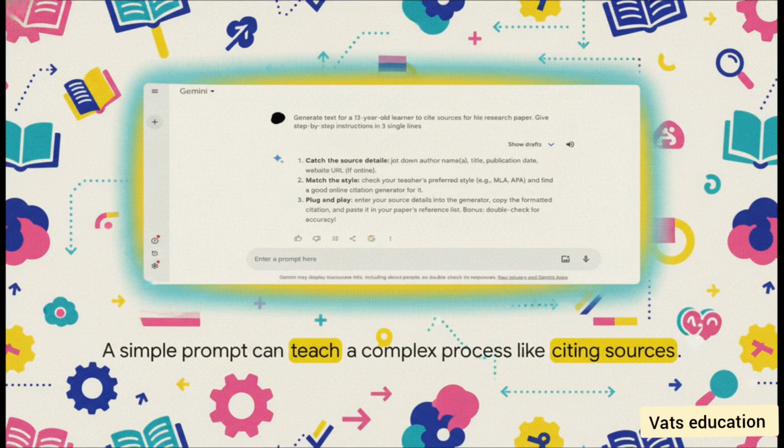And this is just a perfect example of how easy it can be. Look at this prompt, asking the AI to break down how to cite sources for a 13-year-old. It's not writing the bibliography for them, it's teaching them the process, step by step. That's not cheating, that's empowerment. It's like having a guide right when you need it most.